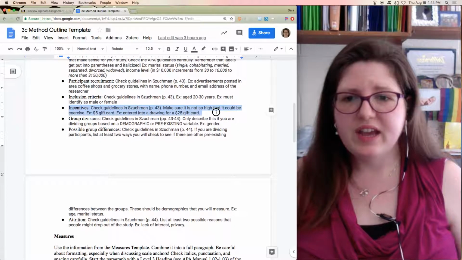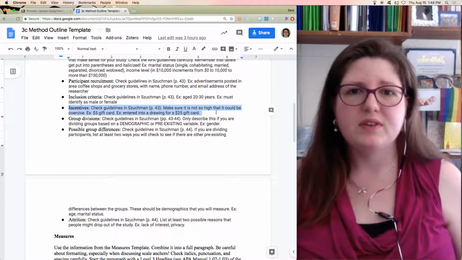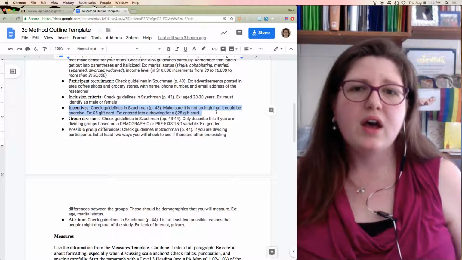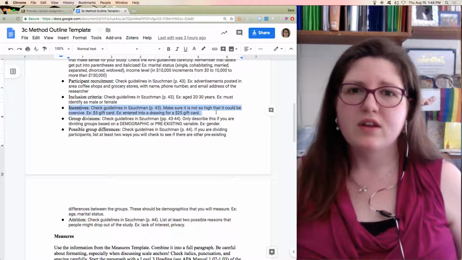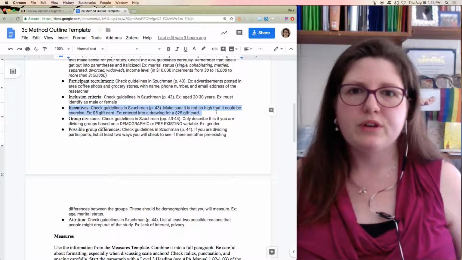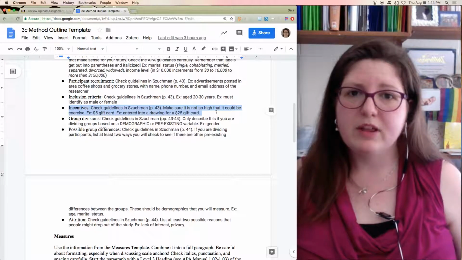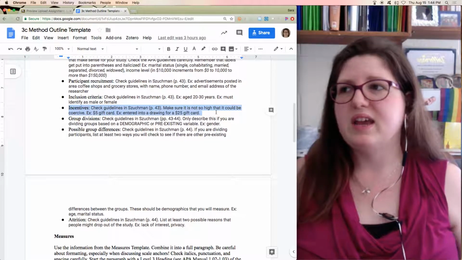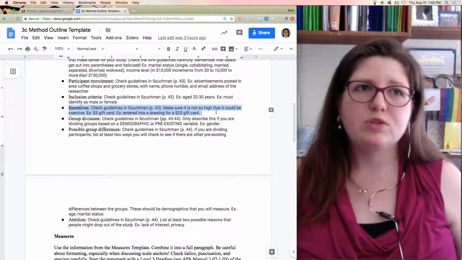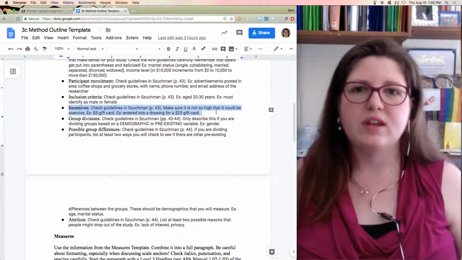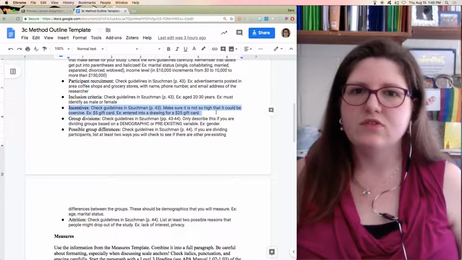Incentives, it's fine to have a small incentive, whether to give each person a small amount of money, or it's also common to have some sort of drawing for money. There's also some people will donate a small amount to an organization for each person who participates. So let's say I am doing a study on cancer survivors. I might donate, for each person who takes the survey, I'll donate $1 to this cancer fund.